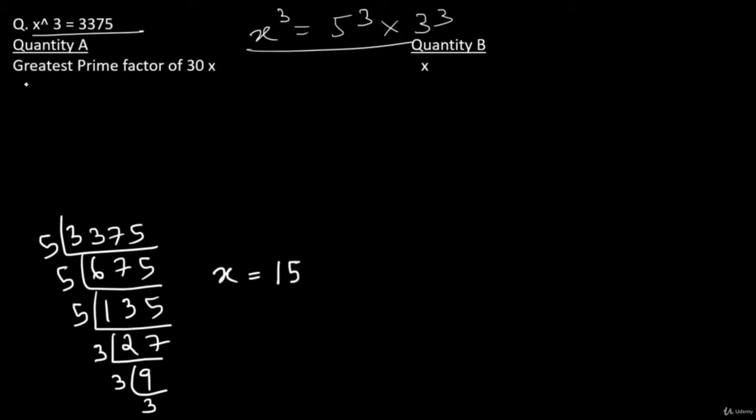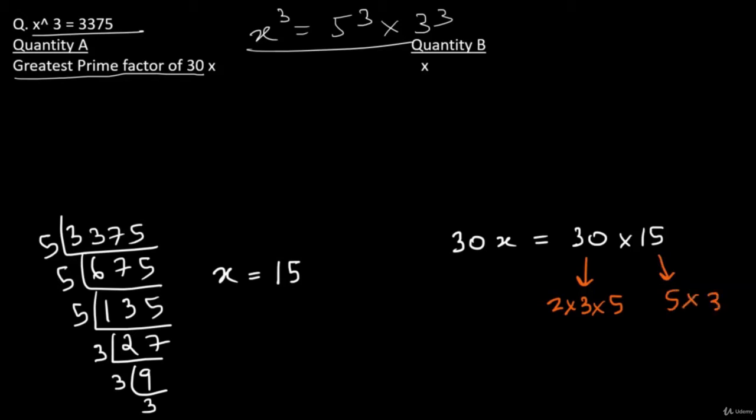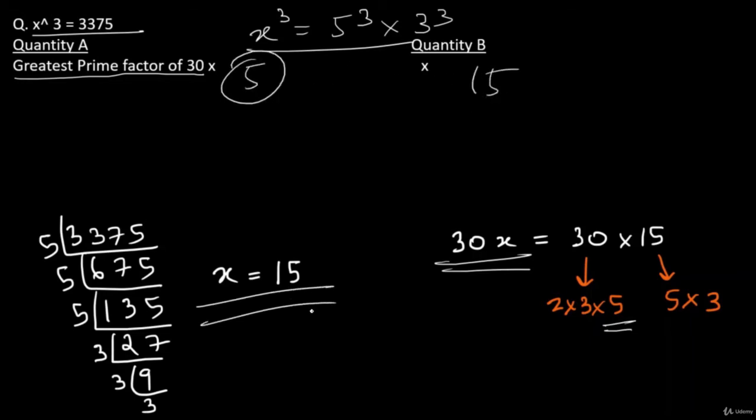Now quantity A is the greatest prime factor of 30x. Now 30x is equal to 30 into 15. Alright, now 30 is nothing but 2 into 3 into 5, right? When you prime factorize. And 15 is 5 into 3. Now when you do 30x, the greatest prime factor is just 5, right? You don't have a prime factor greater than 5 over here. Therefore, quantity A is 5 and quantity B is 15, right? Which is x. Therefore, quantity B is greater than quantity A, and the correct answer to this question is option B.